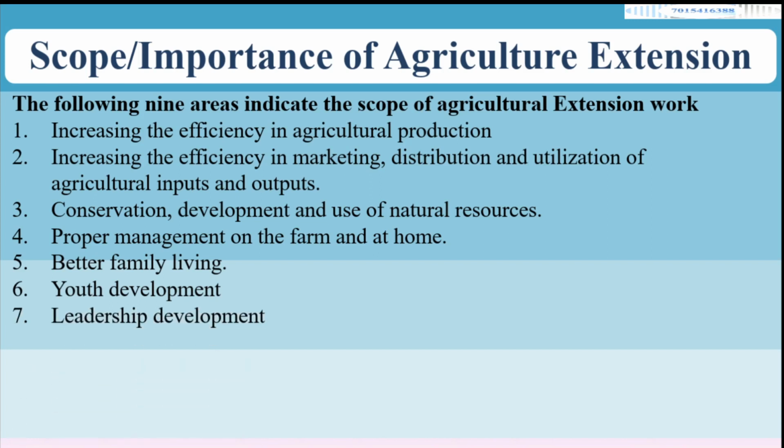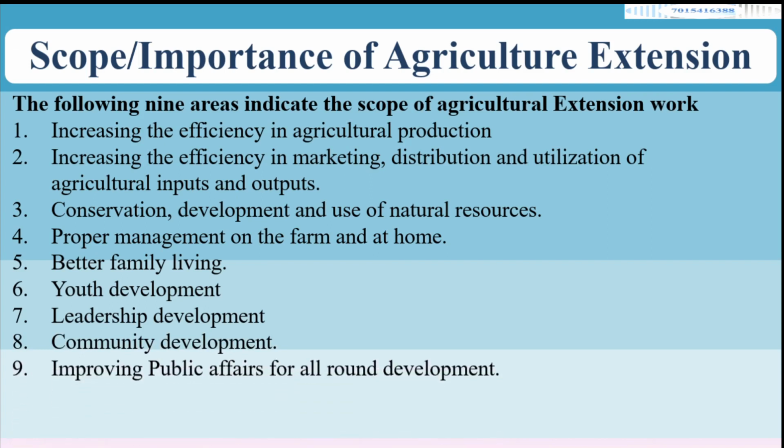sector. Seventh is leadership development. Eighth, community development. And ninth is improving public affairs for all-round development. Means the farmer has to be equipped with information about the new technologies developed in the farming sector.